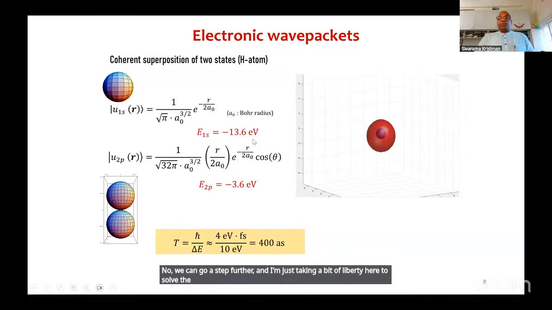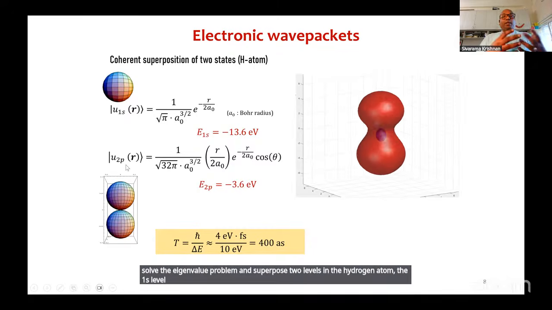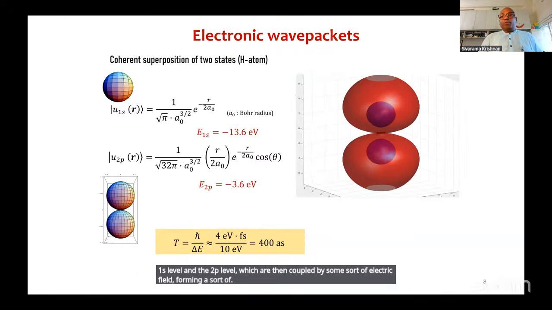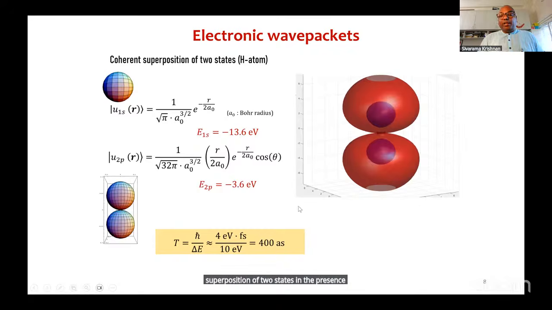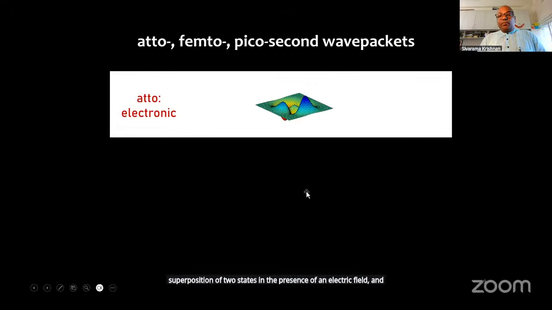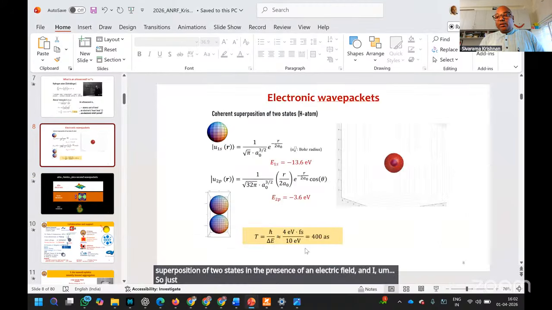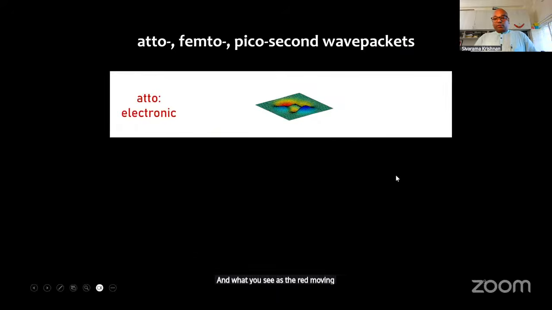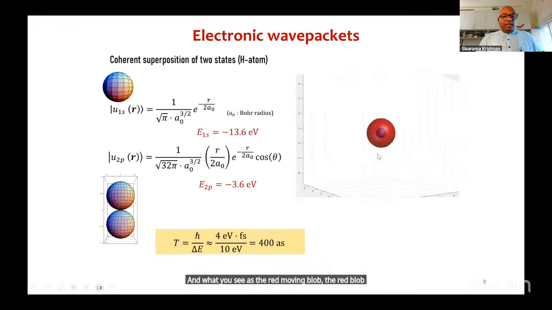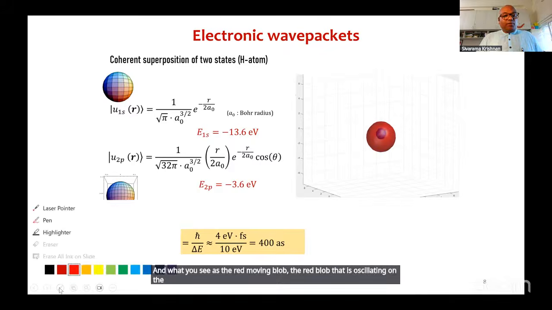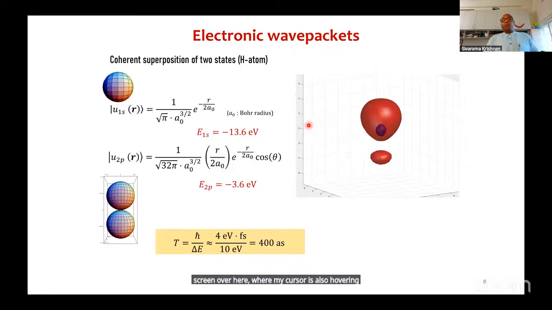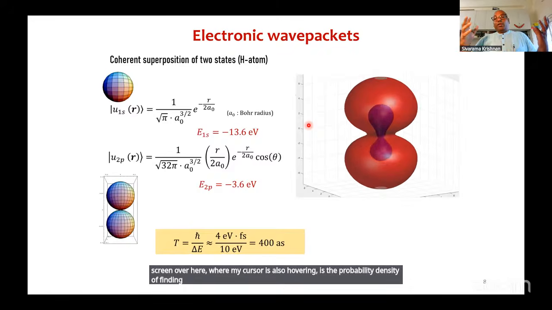Now we can go a step further, and I'm just taking a bit of liberty here to solve the eigenvalue problem and superpose two levels in the hydrogen atom, the 1s level and the 2p level, which are then coupled by some sort of electric field, forming a sort of superposition of two states in the presence of an electric field. And what you see as the red moving blob, the red blob that is oscillating on the right half of this screen over here, where my cursor is also hovering, is the probability density of finding the electron in this system.